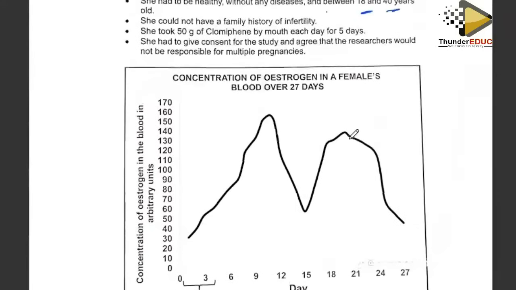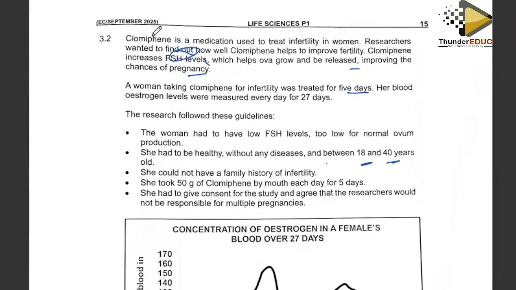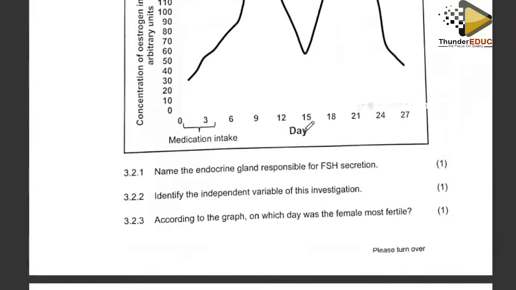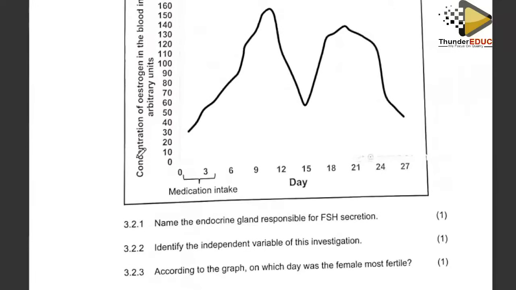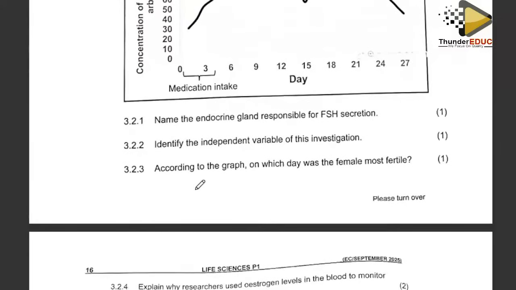Okay, fertility will depend on the chromophene which is being produced. So the independent variable could be the treatment with chromophene. Yes, treatment with the intake. What are you intaking? What are you putting in the chromophene? All right. According to the graph, which day was the female most fertile?